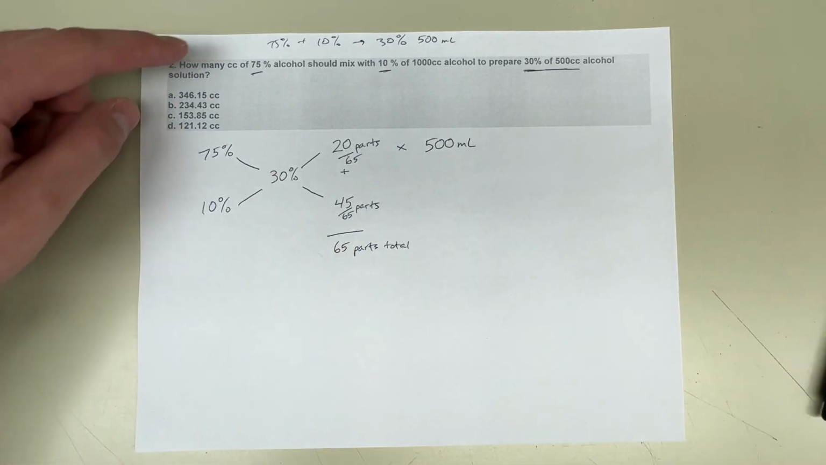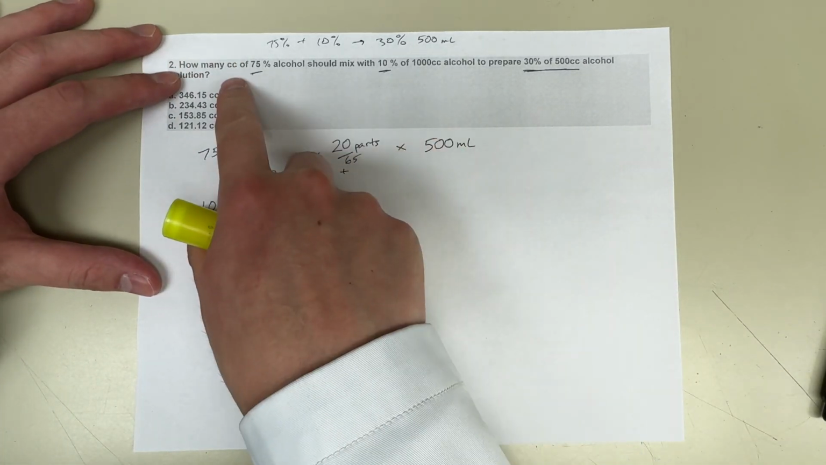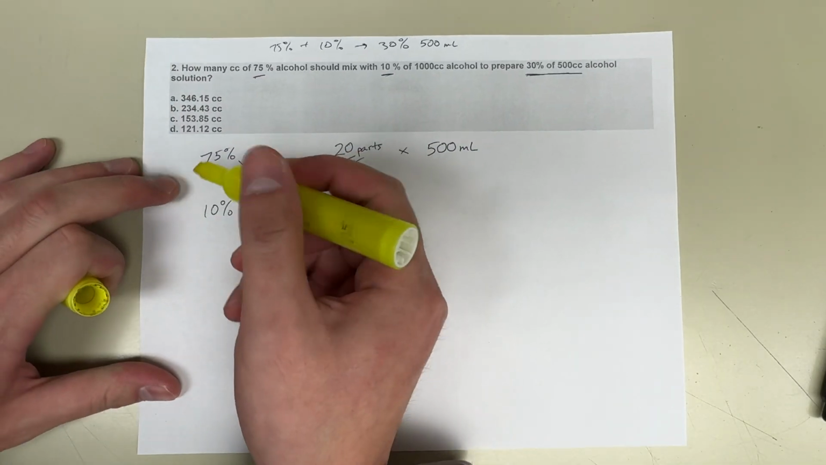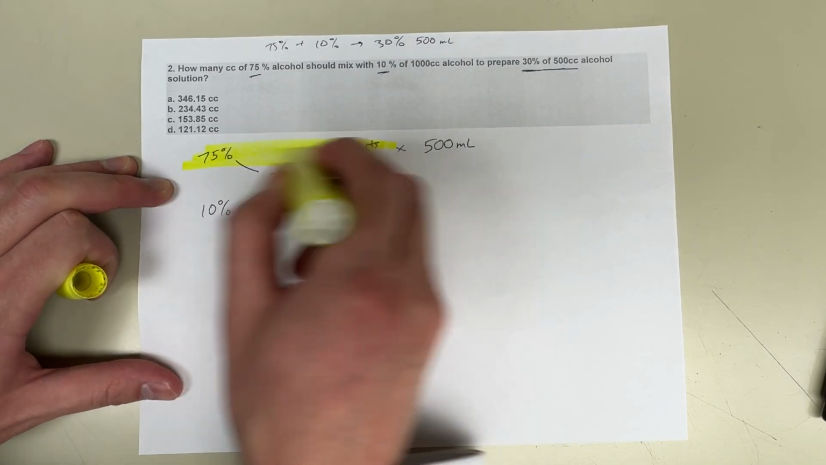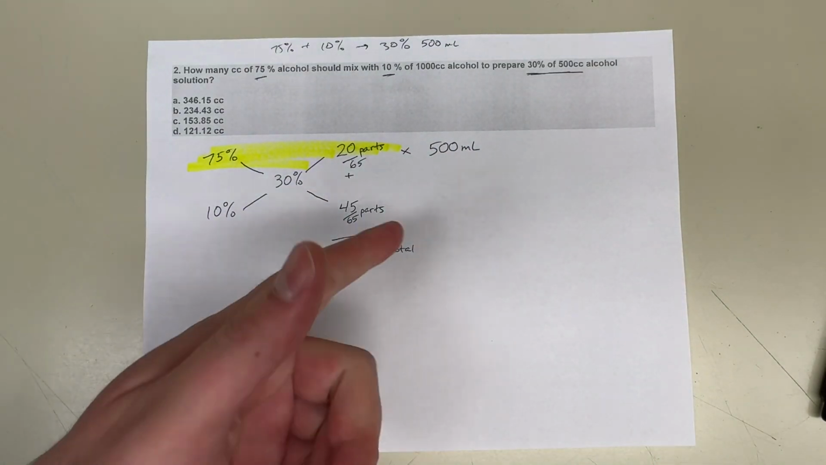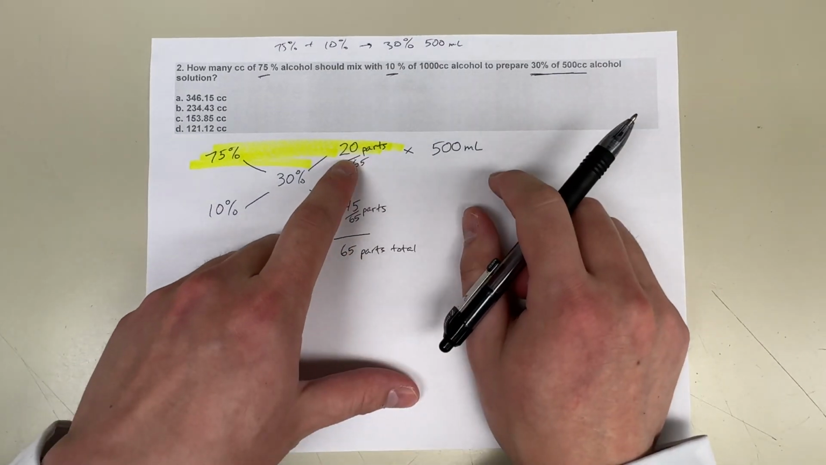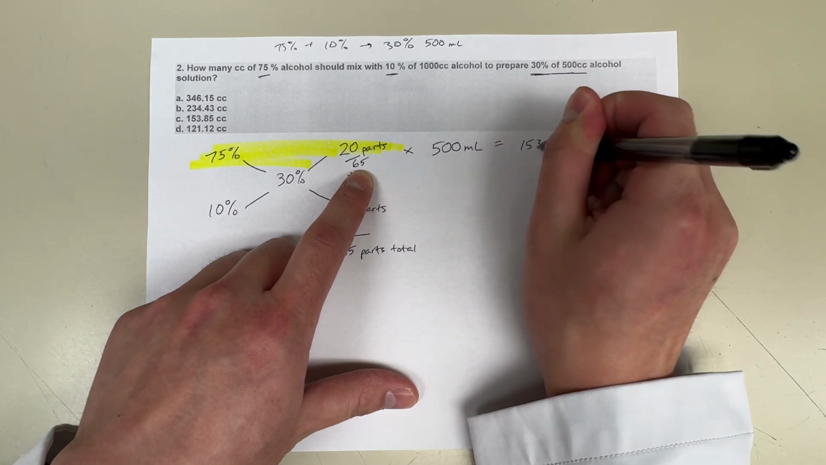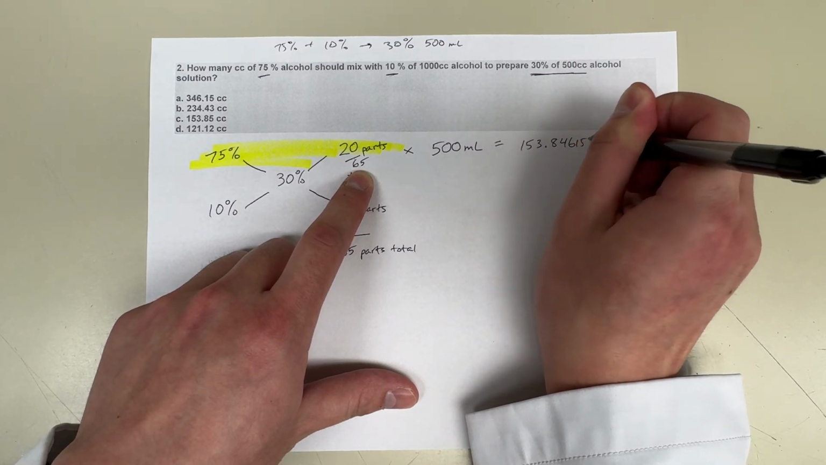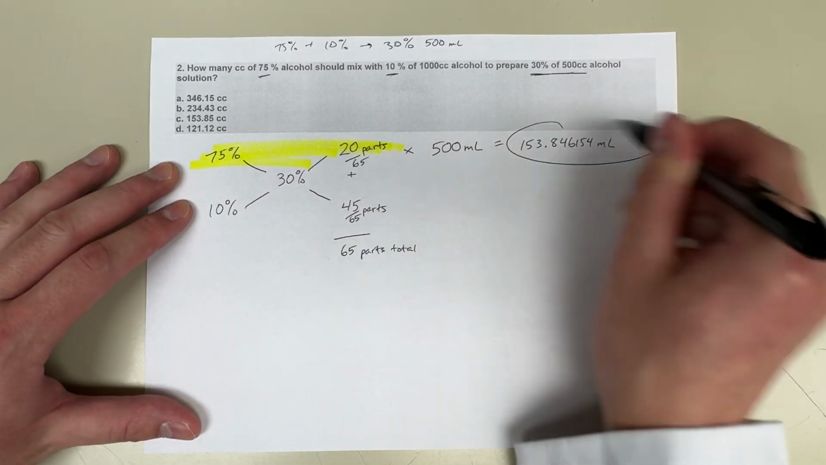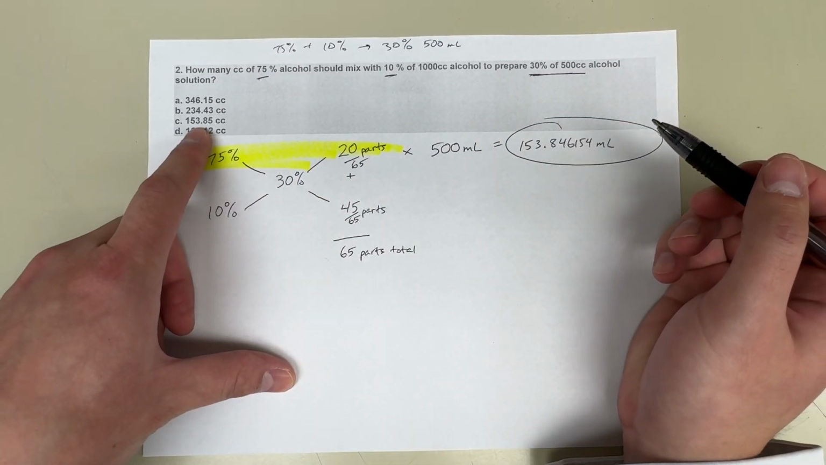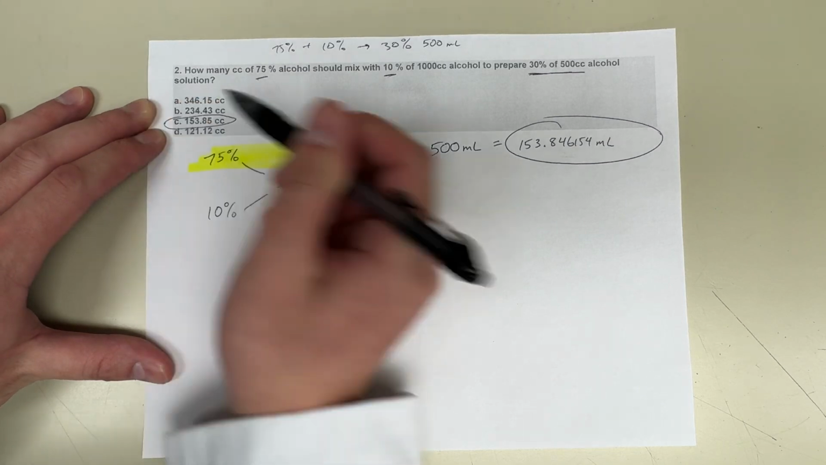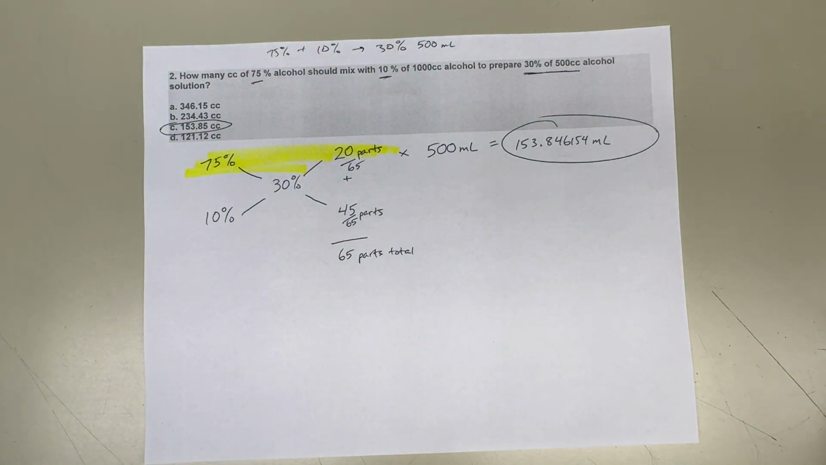But this question is only asking for how many cc's of the 75% alcohol. They don't care how much of the 10%, only the 75%. That's why you just stay on this very top line, because that's all you need to find the answer. So 20 parts over 65 parts, times 500, and you should get 153.846154 milliliters. That's your final answer. The number that matches up here is 153.85, because you round up the second decimal place. So C is my answer. And that's it for this question.